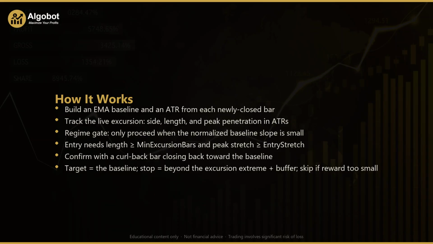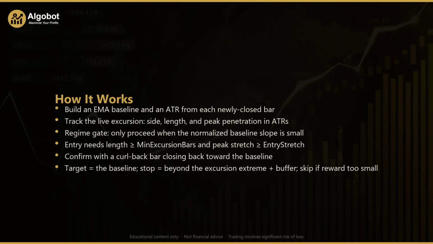Before any trade, the regime gate runs. The strategy compares the current baseline against its value a set number of bars ago, divides that change by ATR, and requires the result to sit below the maximum trend slope. If the baseline is sloping too steeply, the market is trending and the strategy stands aside. Next come the qualifying conditions. The excursion must have lasted at least the minimum number of bars, and its peak stretch must reach at least the EntryStretch threshold in ATRs. Only a deep, persistent excursion counts as genuinely overextended.